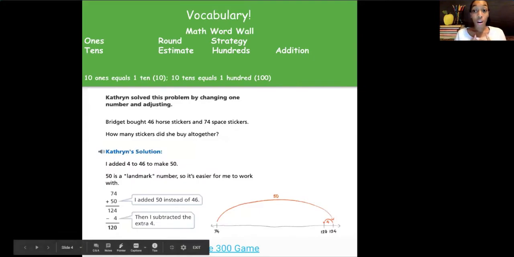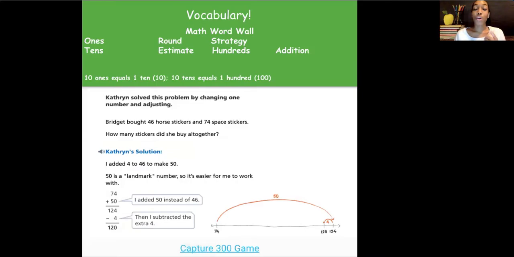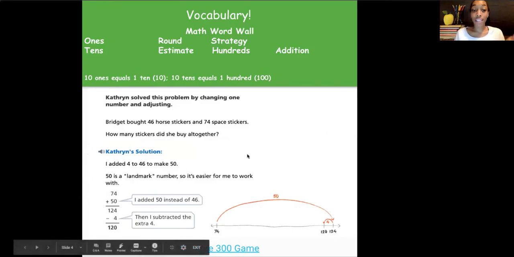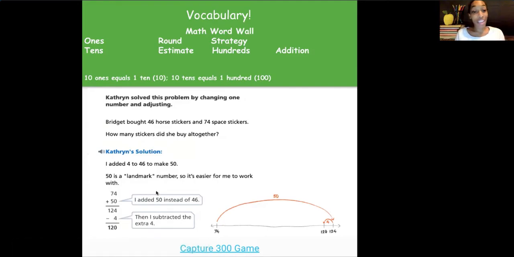Remember, your word wall are words that are very important. You should write these down somewhere so you can always refer to them anytime you do math. And this is our strategy that we're going to test out and try today. This is also making those landmark-friendly numbers, which we're very familiar with from number talks.